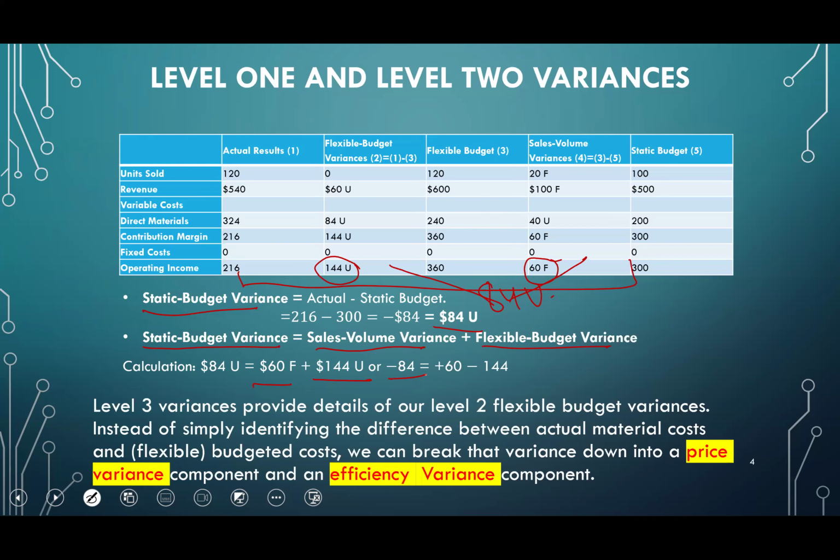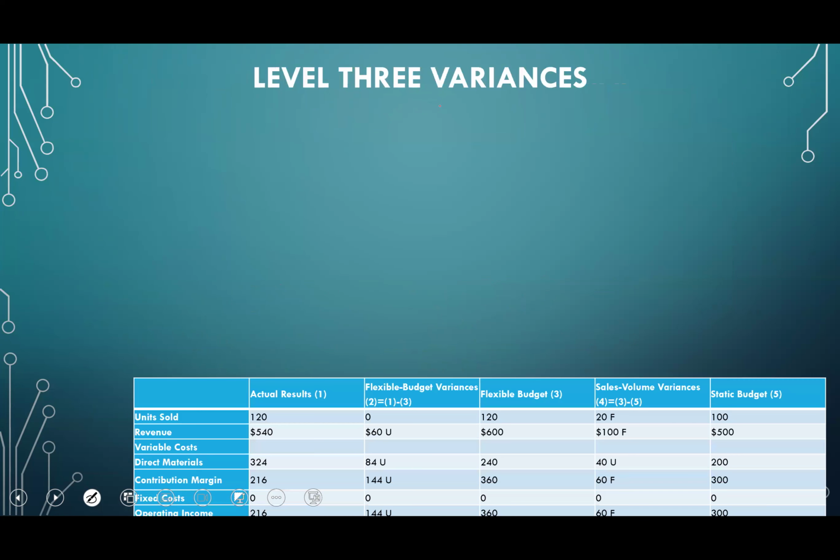So now we are going to go into level 3, which is the most expanded form of variances. We are going to now break away from this portion of the table. I'll show you how, but we are going to concentrate on flexible budget variances and further split them into two, and we call them price variance and efficiency variance when we go deeper into flexible budget variance.